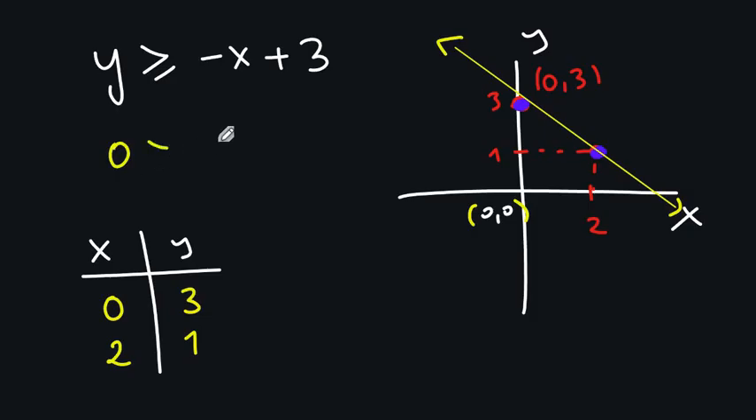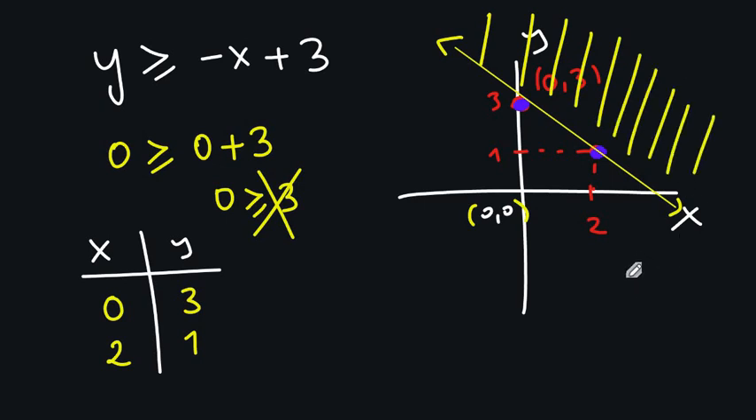So y is 0, greater or equal negative x, which means negative 0, it's 0, 0 plus 3. So the inequality becomes 0 greater or equal than 3, which is not correct. It means that the area the test point is located in is not the correct area. So I will shade the other part. So that's the graph of the given inequality, which is y greater or equal than negative x plus 3.